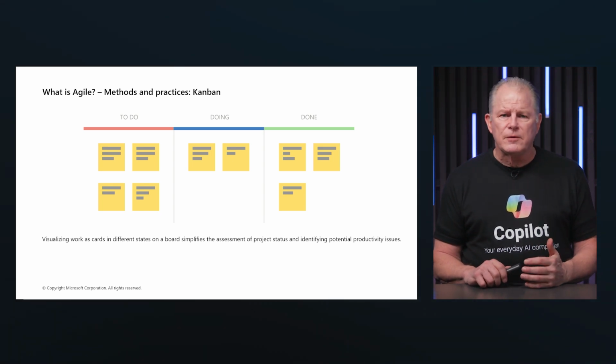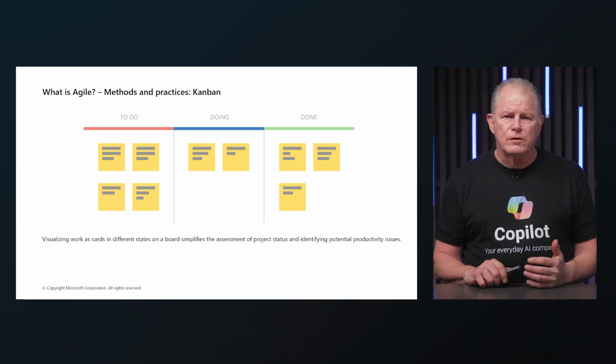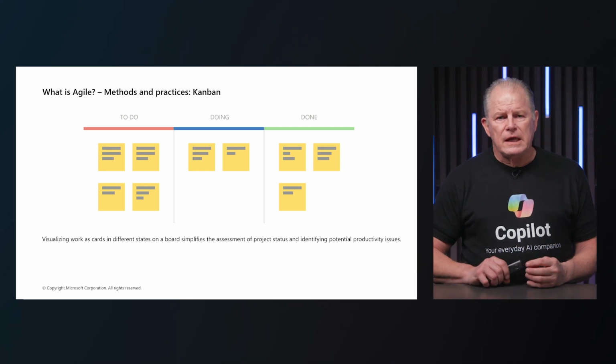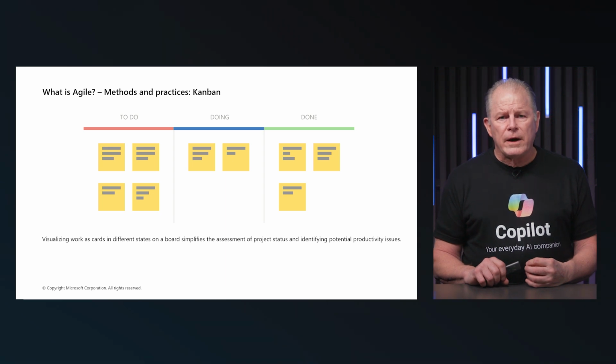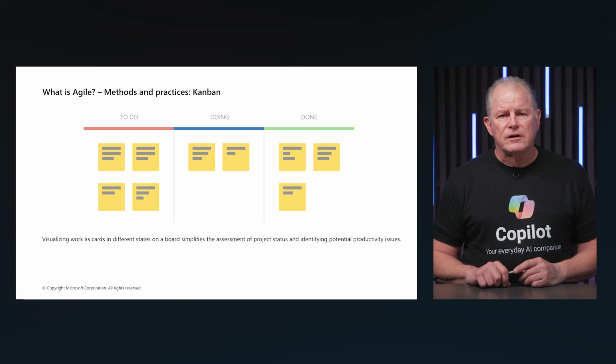Imagine a software development team working on a new feature. They can use a Kanban board with columns for to do, in progress, code review, testing, and done. Each task is represented by a card that moves across the board as it progresses. By limiting the number of tasks in the in progress column, the team ensures that they are not overwhelmed and can focus on completing tasks efficiently. Regular stand-up meetings and reviews help the team identify bottlenecks and make necessary adjustments to improve their workflow.